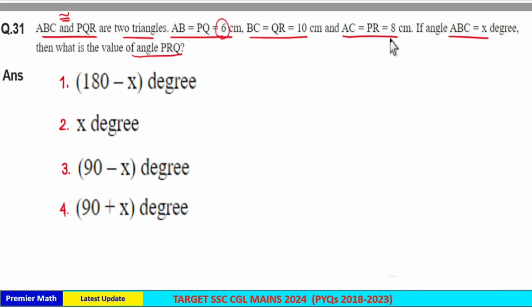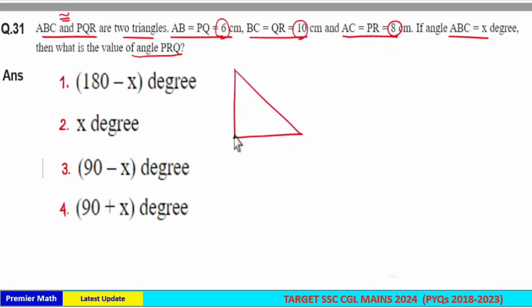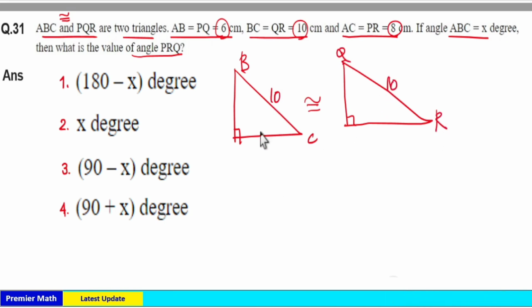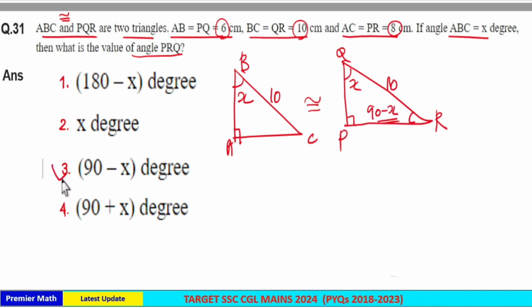And here you can say 6 square plus 8 square is 10 square, which means both are right angle triangles. So both are right angle triangles as well as congruent triangles. Now here BC equal to QR is equal to 10 centimeter. So here this is ABC. Now ABC is equal to x degree, which means here PQR is also x degree. Then we have to find out PRQ. PRQ is equal to 90 minus x degree. So option 3 is your answer.